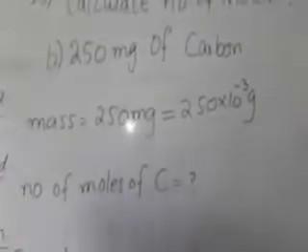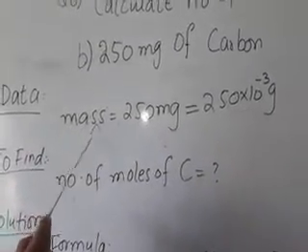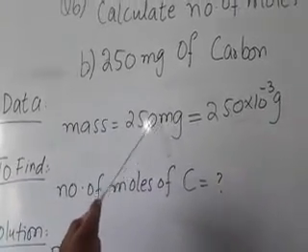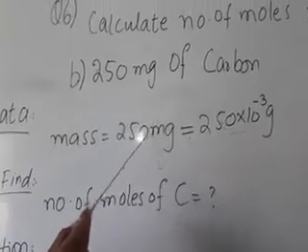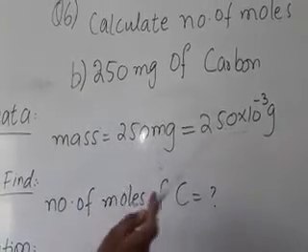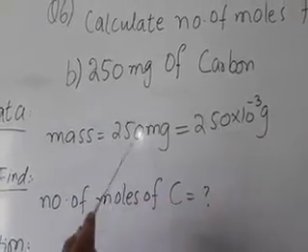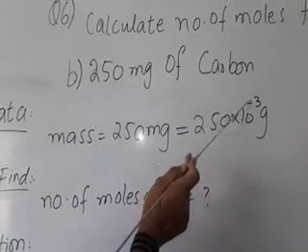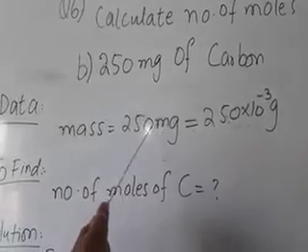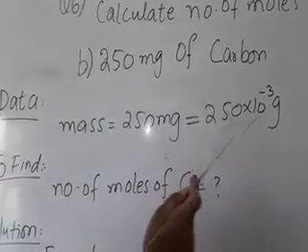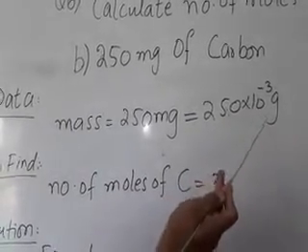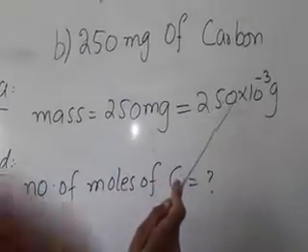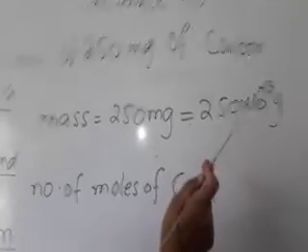Data: mass is given, that is 250 milligrams. So mass here is in milligrams, and you have to convert this unit into grams first. We know milli stands for 10 raised to power minus 3. So we just remove this milli sign and put its value, so it will be easily converted into grams. So 250 milligrams is equal to 250 into 10 raised to power minus 3 grams.